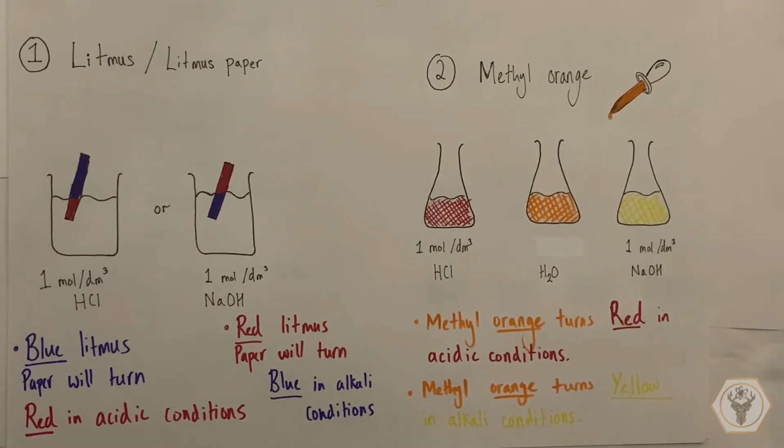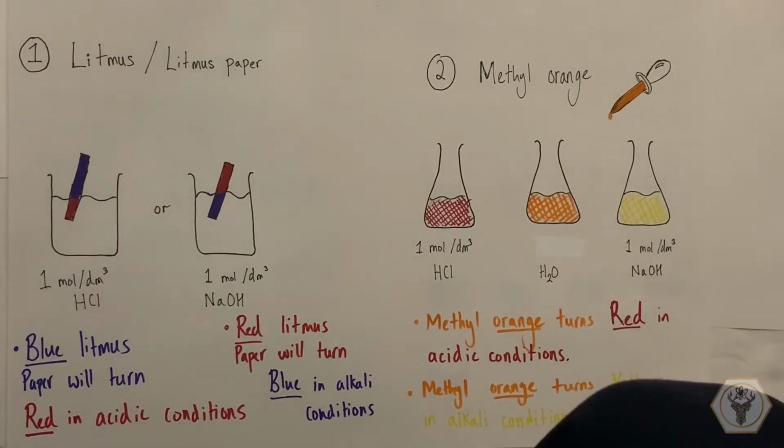Vice versa, if I wanted to test the alkali solution, the sodium hydroxide solution, I would take some red litmus paper and dip it into the solution, and the end which was submerged in the alkali solution would turn blue. So very basically, blue litmus paper turns red in acidic conditions, and red litmus paper turns blue in alkali conditions.